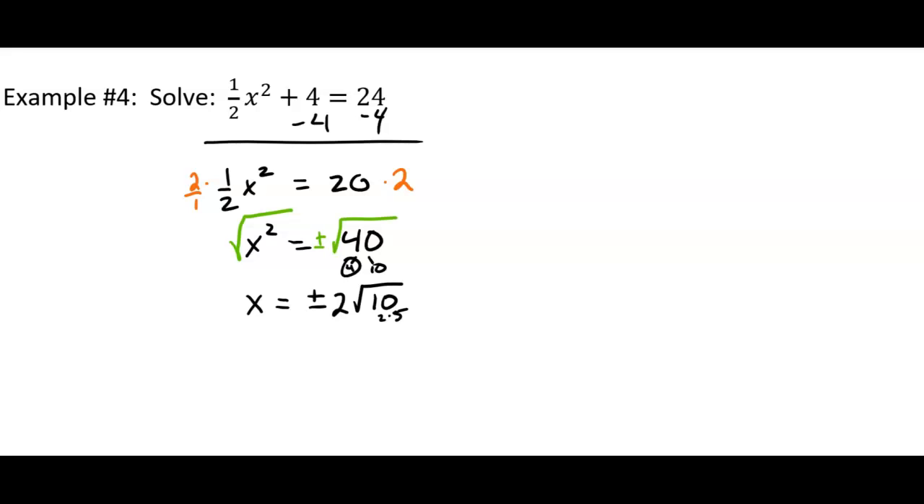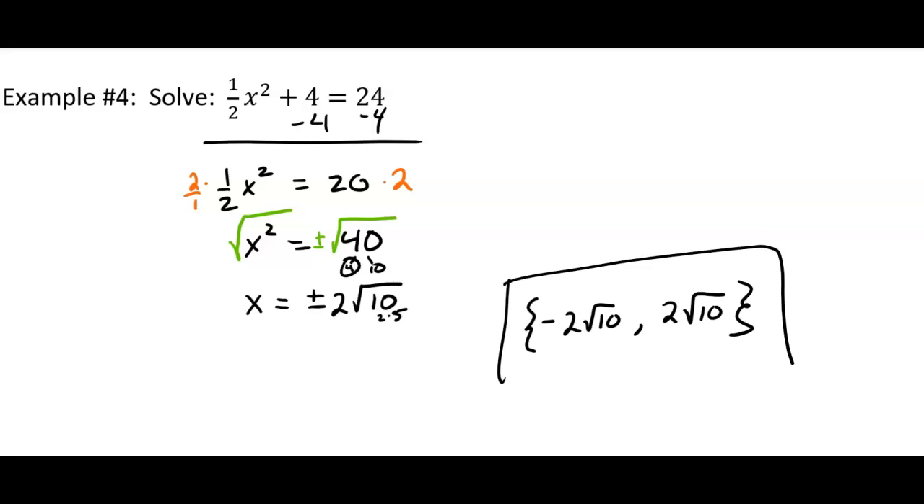Okay, so those are the answers. I'm going to write the answers in set notation. I'm going to put -2 square root 10 and +2 square root 10. Now, if you're saying, hey, wait a minute, why isn't there an i? Because 40 was positive, so the radicand was positive. So that's the answer. I'm not going to check them, but there you go.